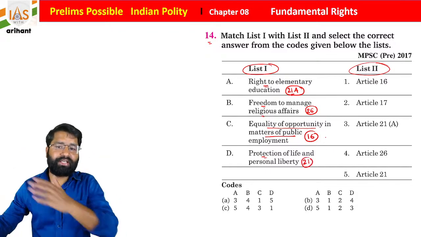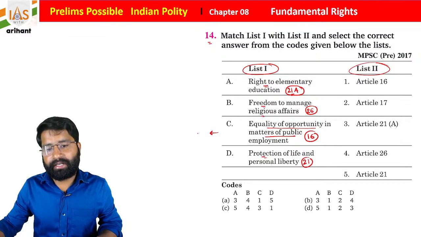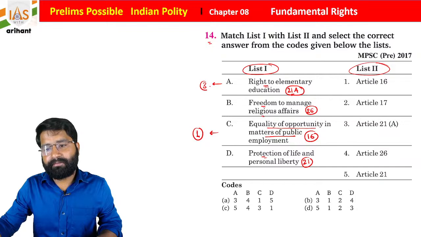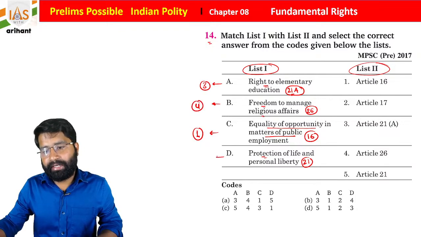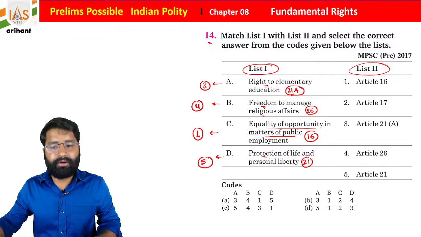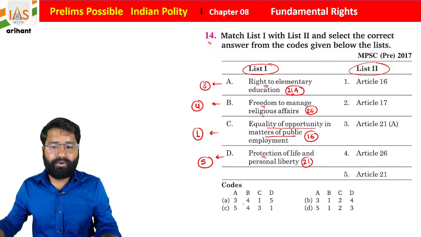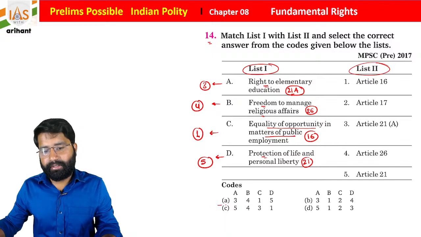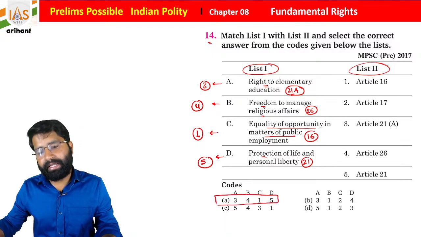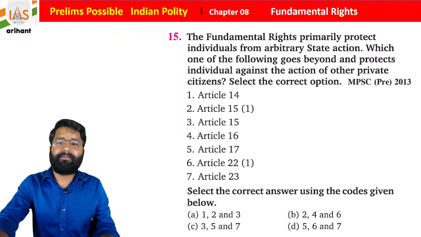Now you have to check which of the following is right. So C1, A3, B4 and D5. Okay, so 3, 4, 1, 5. If you see the options, what you find is that option A is going to be right, students.